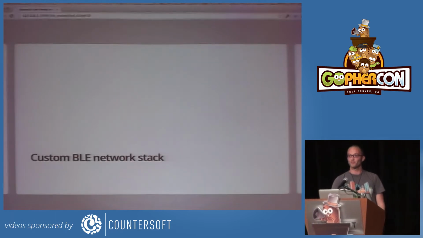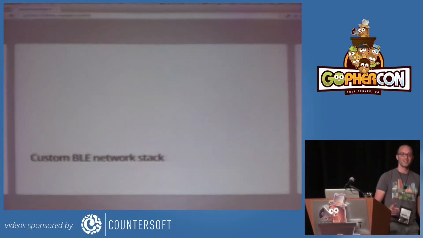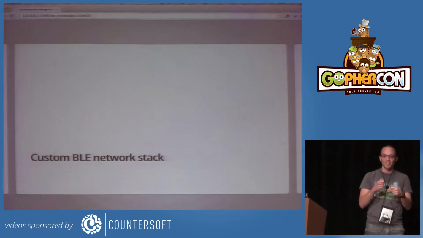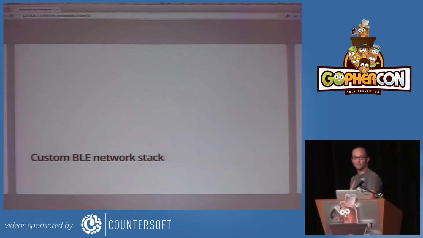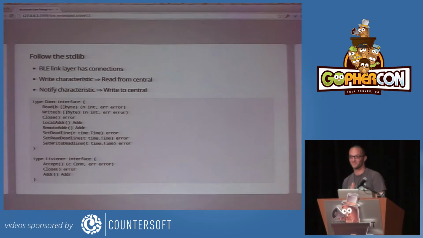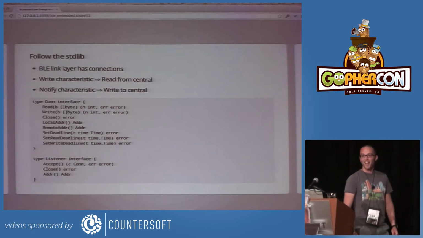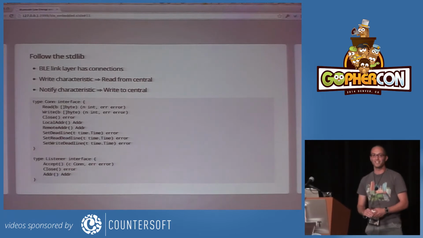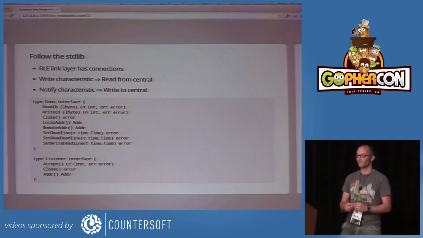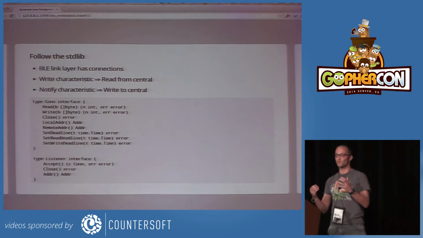But let's abuse BLE. BLE is for simple things, right? It's for little low-power devices with tiny little characteristics. We're going to use it to build a network stack, a full duplex network stack. And of course, the obvious way to do that is to do what the standard library would do. We need a net.Listener and a net.Conn. Unfortunately, we just introduced all the pieces.